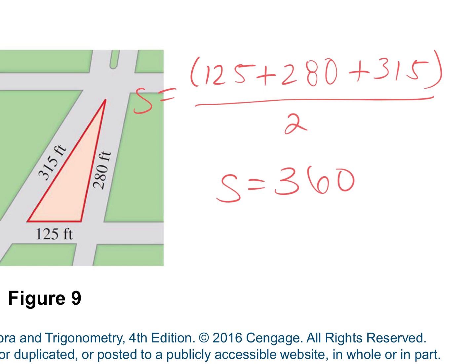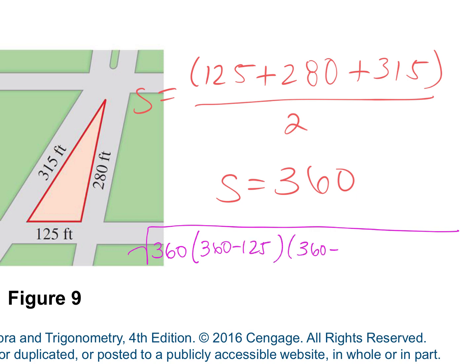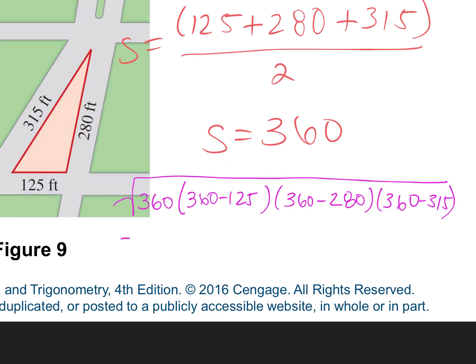So now, to show me your work, you take that S value and put it in the front of your square root. You say, okay, 360 underneath, and then you take every side and subtract from it. So it's 360 minus 125, 360 minus 280, 360 minus 315. Now, if you're taking the square root of a number, can you take the square root of a negative and get a real answer? Yes or no? No. So if you get something that says error, it's because you put the numbers in wrong. You put 125 minus 360.